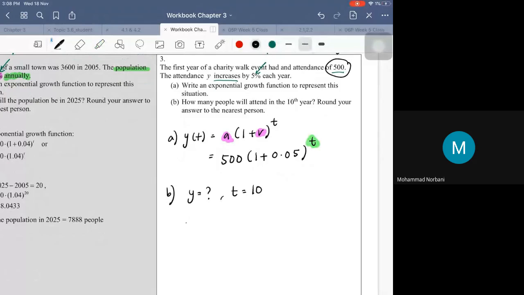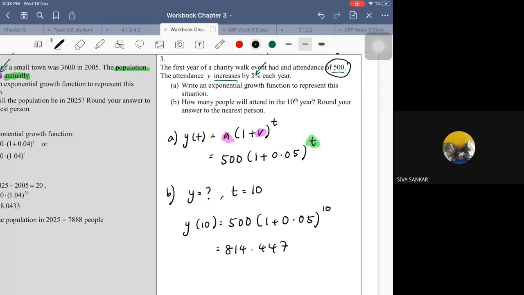So I'm going to copy down the equation. I'm going to have Y of 10 is equal 500 times 1 plus 0.05 raised to the power of 10. So what is the value? Berapa nilai dia? 814.447. Is that right? Approximately 814.